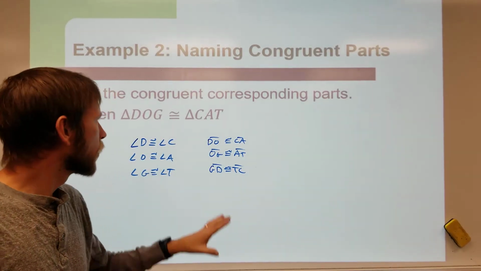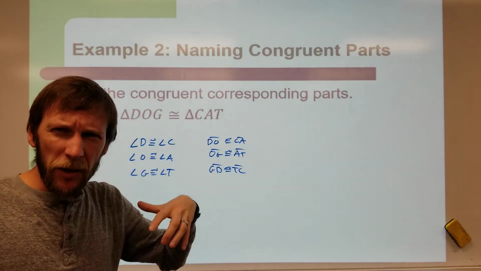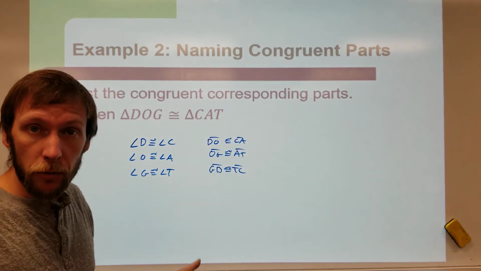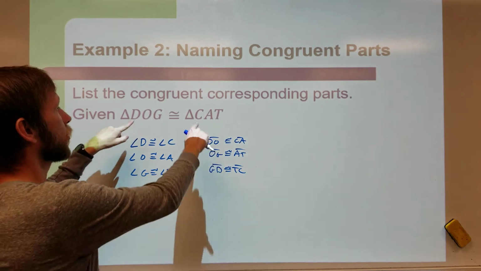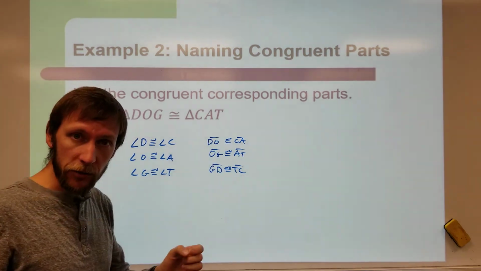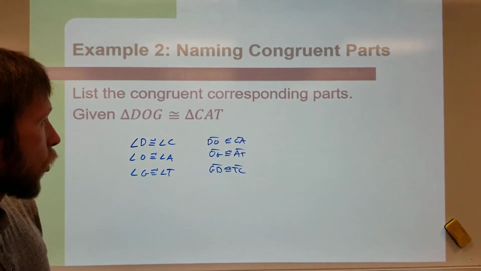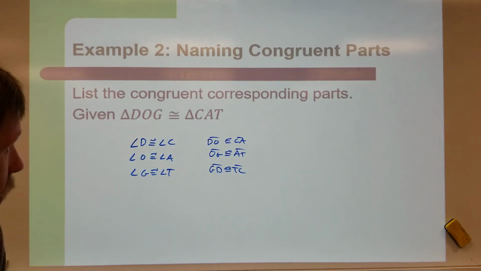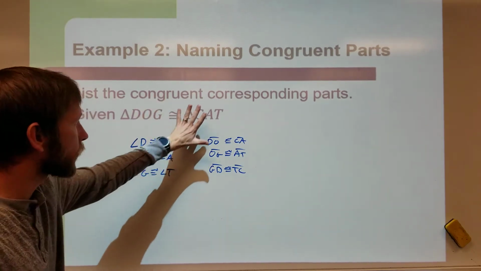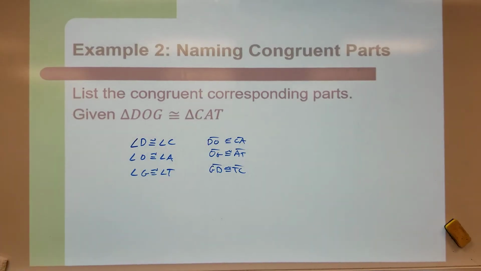Now sometimes students feel compelled that they need to draw a picture. Go ahead and draw the picture, that's totally okay. Draw that picture however you want, as long as you have the corresponding parts listed so that you can identify their corresponding angles and their corresponding sides. If the figures are congruent, then all of their corresponding parts are congruent.